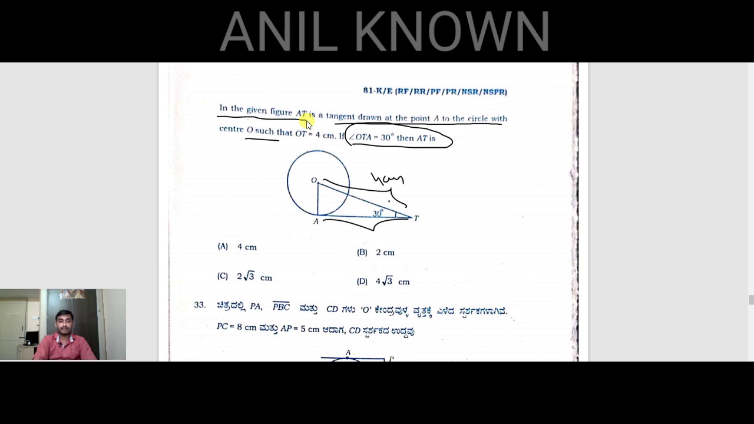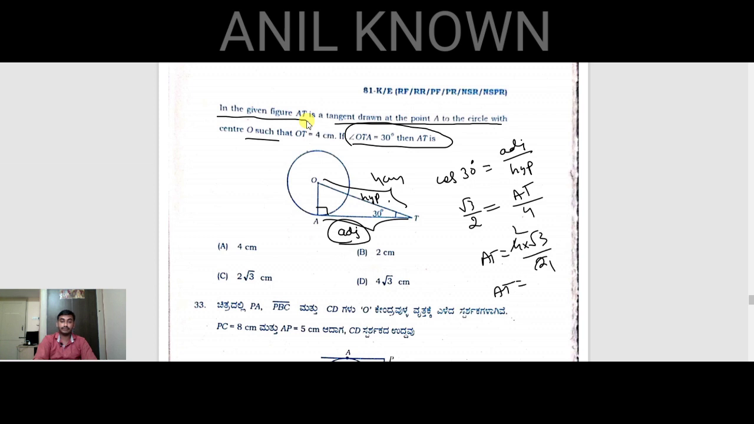This will be the 90 degree. This will be the hypotenuse and this will be the adjacent. We have to find the hypotenuse and adjacent relationship, that is cos 30 degree is equal to adjacent divided by hypotenuse. Cos 30 is root 3 by 2, adjacent means we do not know, that is AT, divided by hypotenuse, which is 4, then AT is equal to 4 into root 3 divided by 2, then AT is equal to 2 root 3 is the answer. Therefore, 2 root 3 centimeter is the solution.